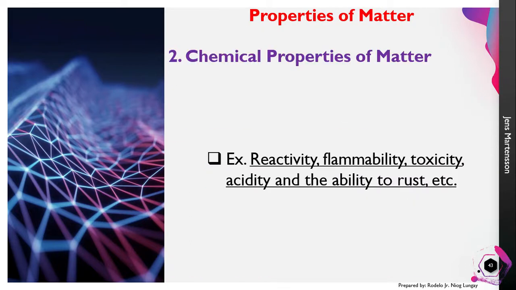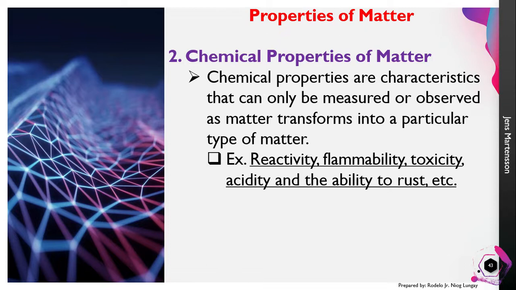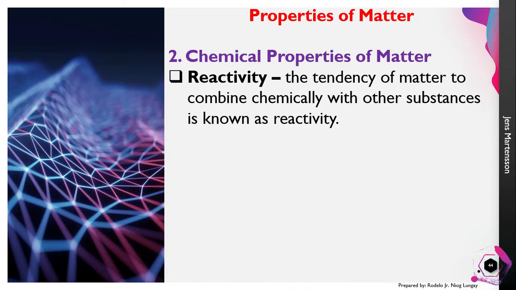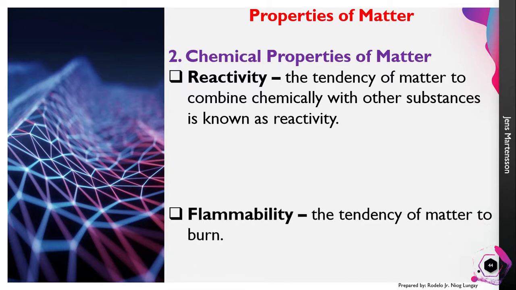Okay? Chemical properties of matter naman, these are characteristics that can only be measured or observed as matter transforms into a particular type of matter or na ay chemical reaction nga involved. For example, reactivity, flammability, toxicity, acidity, and ability to rust are examples of chemical properties of matter. Okay? So reactivity means it is the tendency of matter to combine chemically with other substances. Tawag nato nga reactivity.